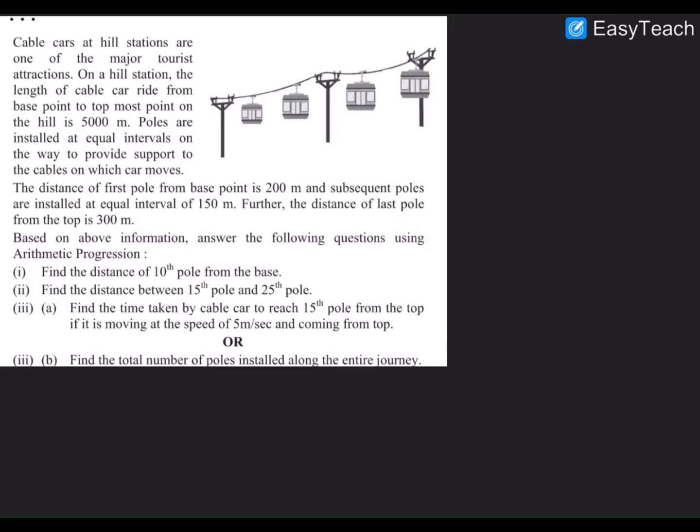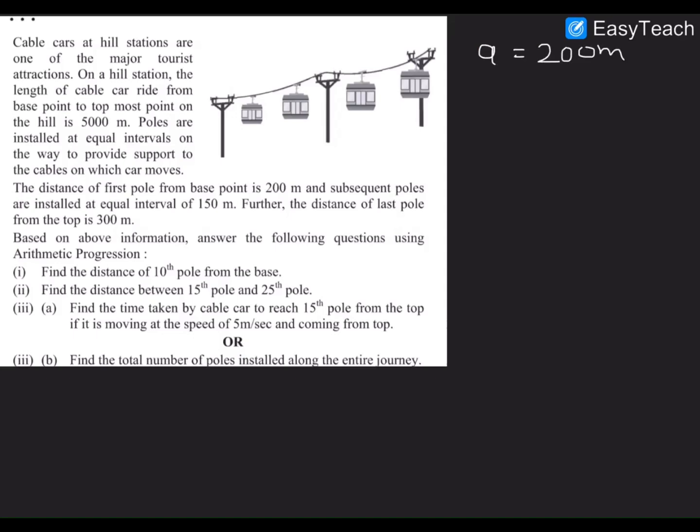Cable cars at hill stations are one of the major tourist attractions. On a hill, the length of the cable car from the base point to the topmost point on the hill is 5000 meters. Poles are installed at equal intervals. The distance of the first pole from the base point is 200 meters. That means A is 200 meters.